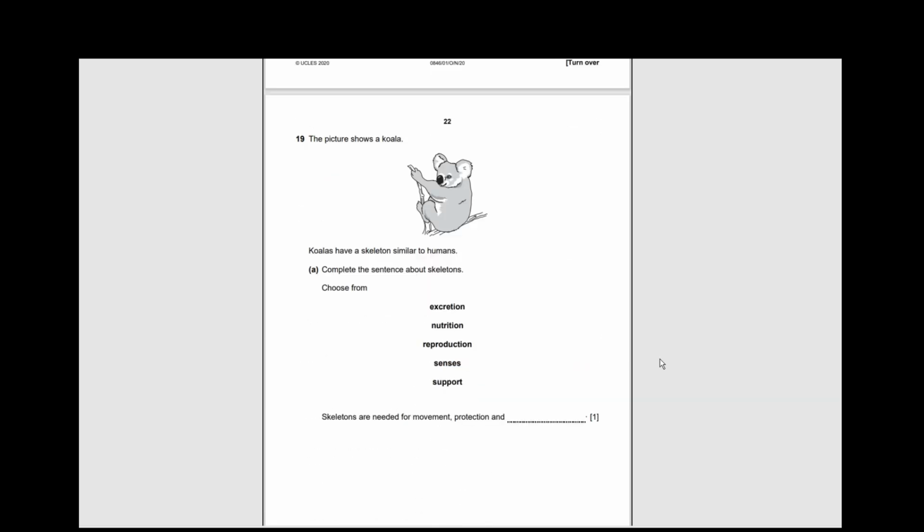Question number 19. The picture shows a koala. Koalas have a skeleton similar to humans. Complete the sentences about the skeleton. Choose from excretion, nutrition, protection, and sensory support. Skeletons are needed for movement, protection, and support. The skeleton supports us and our muscles.